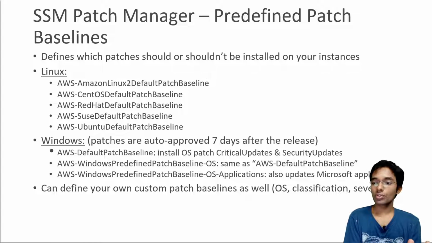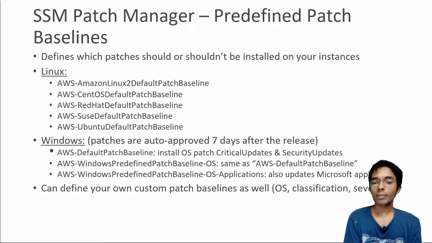So for Windows it's a bit different. Patches are going to be automatically approved 7 days after the release. So as soon as the patch is out in Windows Update and 7 days have elapsed, then it's going to be deployed through the patch baseline. And the way it's named in Windows is also a super important thing. It's called the AWS default patch baseline, and this applies to Windows. And what this patch baseline does is install all the operating system patches for critical updates and security updates.